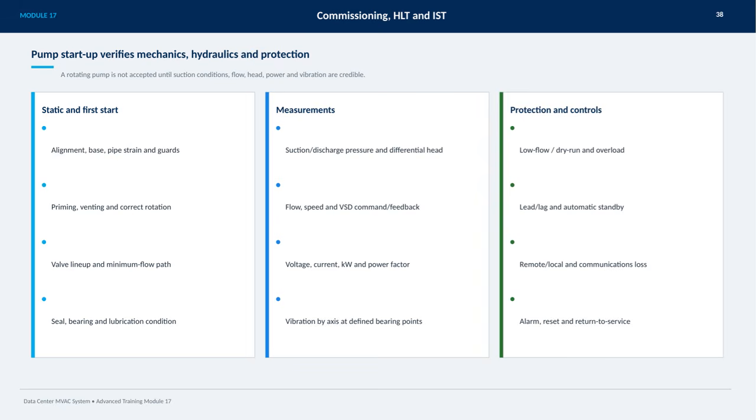Lead and lag pump sequences and automatic standby functionalities are verified to maintain system redundancy. Finally, we ensure controls can switch between remote and local modes seamlessly, handle communication loss effectively, and properly trigger alarms with reset and return to service capabilities. This comprehensive approach guarantees that the pump is fully ready for reliable service in the data center MVAC system.